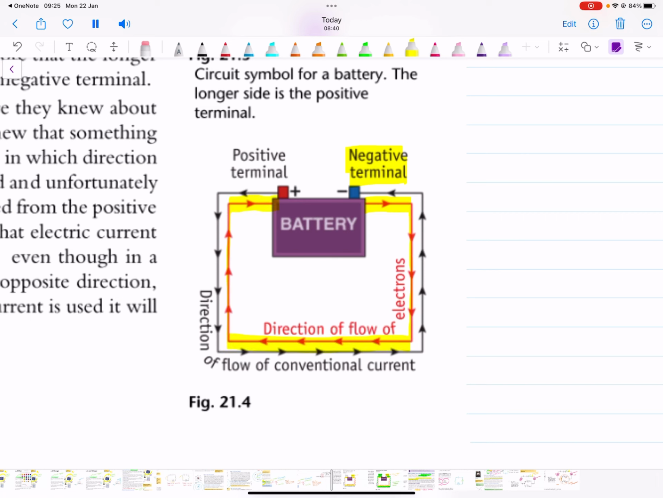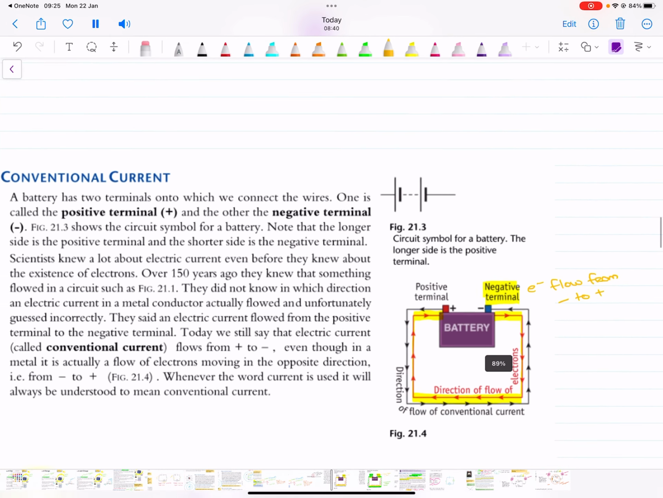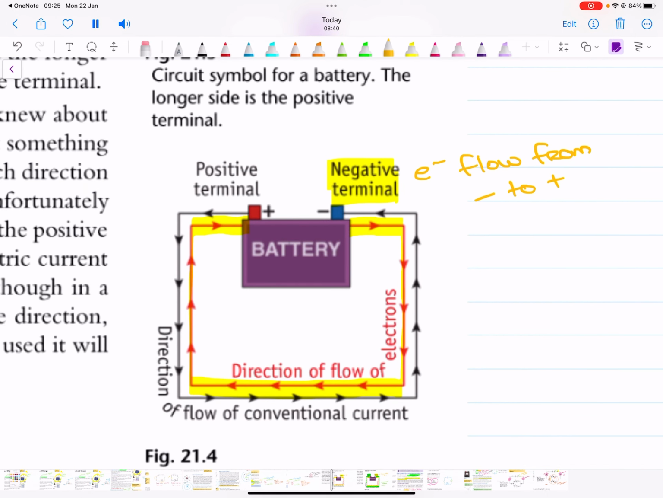But essentially, back when it all started, when scientists were working with circuits and they could get bulbs to turn on and buzzers to make noise, they didn't know about electrons. So they knew something was flowing, but they just didn't know what. So they just guessed, and they said that it flowed from positive to negative. And for some reason, we still talk about it.